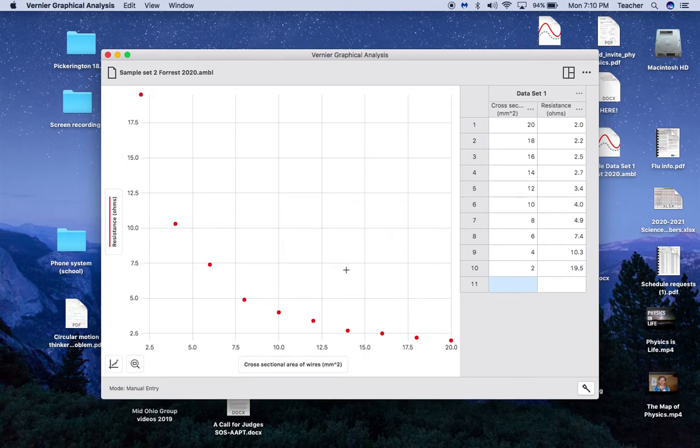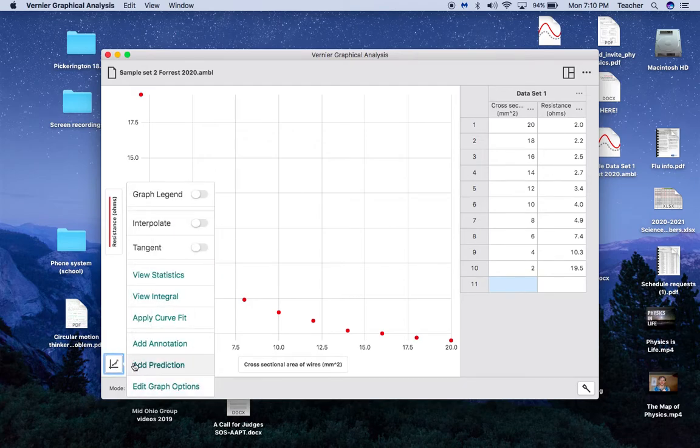Okay, so a couple things here. That definitely looks like an inverse relationship. One of the things I don't like is I don't like that this is scaling from 2.5 to 2.5. So I'm going to adjust this.